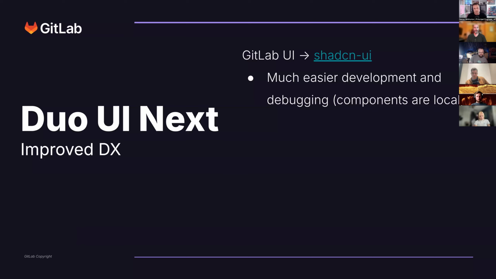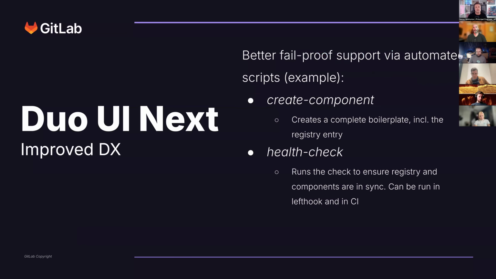Again, getting back to the delivery, if we switch to Shadcn, both UI and registry, it will be much easier to develop and debug components because they are local in the consumer projects. Now, how can we also improve DX in Duo UI Next? Better fail-proof support via automated scripts.